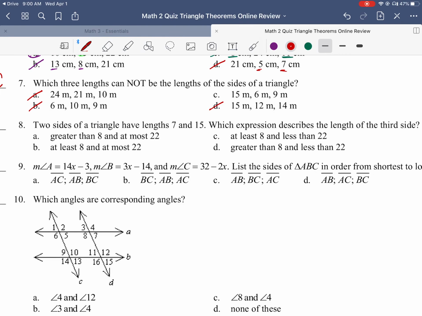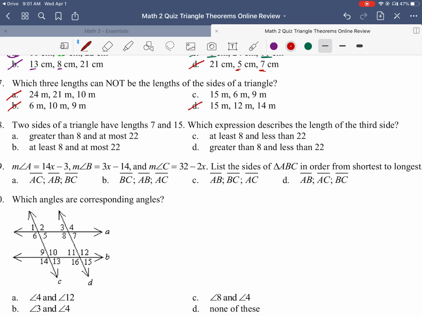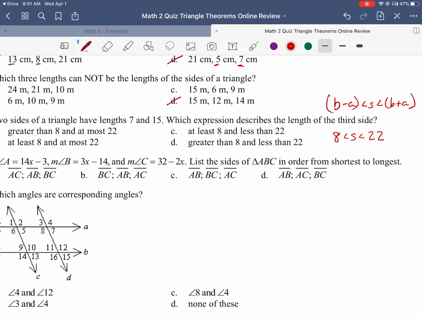Two sides of a triangle have lengths 7 and 15. Which expression describes the length of the third side? So remember, we say that our smallest is going to be B minus A, and then B plus A. Okay, so 15 minus 7 is 8. 15 plus 7 is 22. So my sides have to be between 8 and 22.